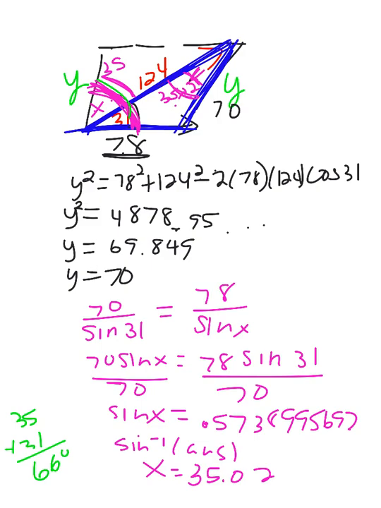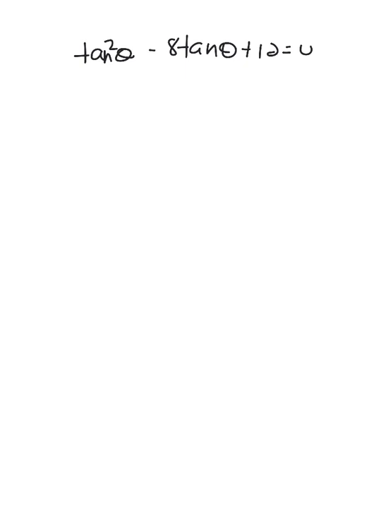Okay, so let's take a look at number 7. All right, so I have a second degree trig equation. So I have tan squared theta minus 8 tan theta plus 12 equals 0. So I'm going to start off by writing a let statement. Let x equal tan theta. So I have x squared minus 8x plus 12 equals 0.